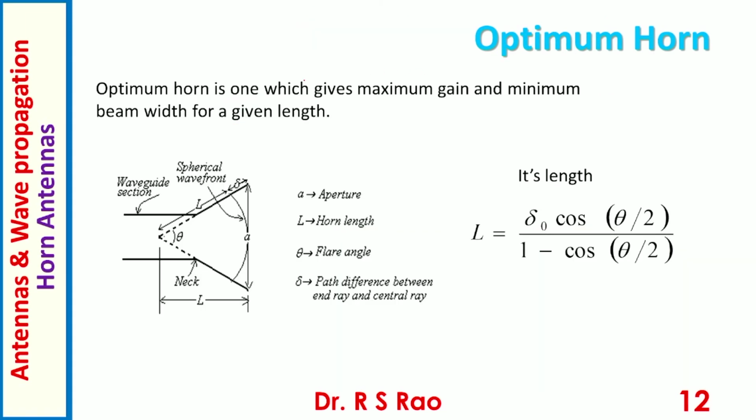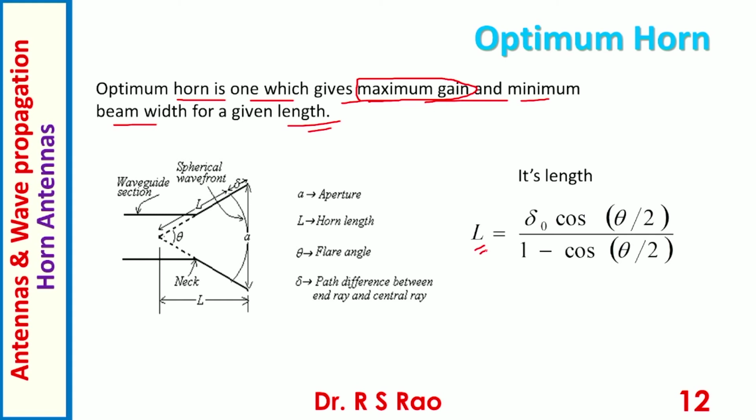A few points regarding optimum horn. Optimum horn is one which gives maximum gain and minimum beam width. Normally we want maximum gain from an antenna. We also expect minimum beam width from an antenna. So optimum horn is one which gives maximum gain and minimum beam width for a given length.